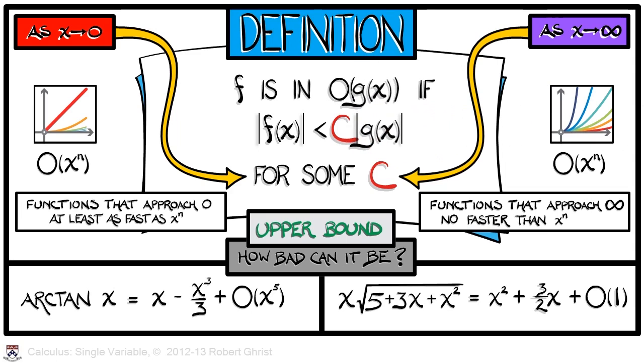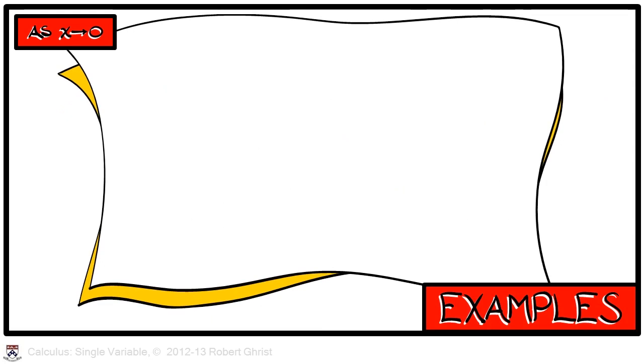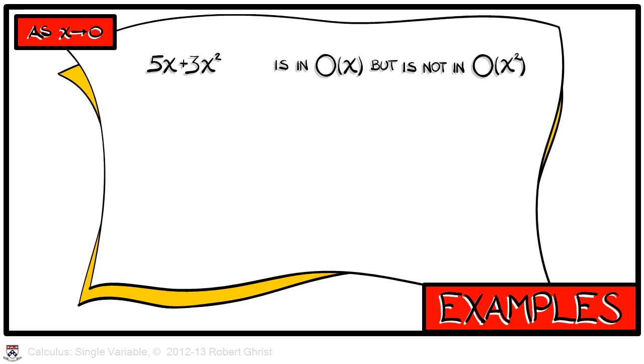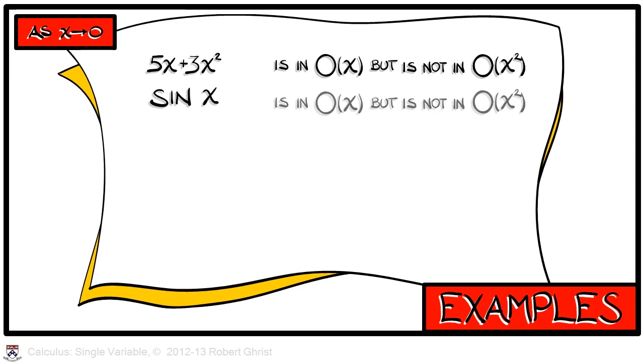More generally, instead of talking about big O of x to the n, we could talk about big O of some other function, g of x, if this same inequality holds for some constant c. Let's look at a few examples. In the limit as x goes to 0, the function 5x plus 3x squared is in big O of x, but it's not in big O of x squared. Sine of x is in big O of x, but not in big O of x squared.